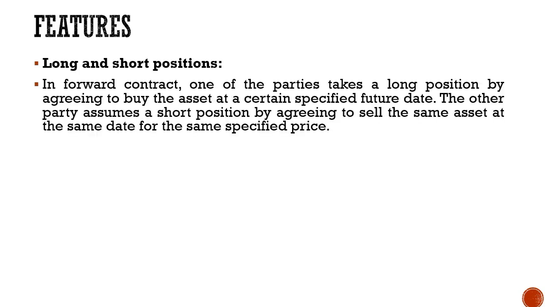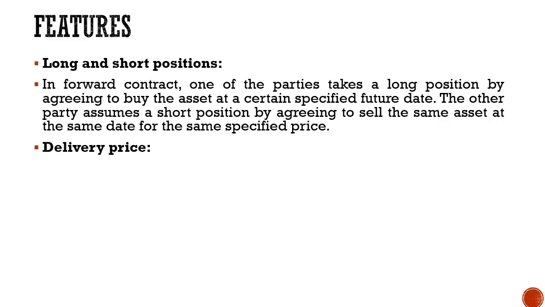The next feature is that it is long and the short position. In forward contract, one of the parties take a long position by agreeing to buy the asset at a certain specified future date. On the other side, the other party assumes a short position by agreeing to sell the same asset at the same date for some specified price. So here, buying of forward contract is known as long position and selling is known as the short position.